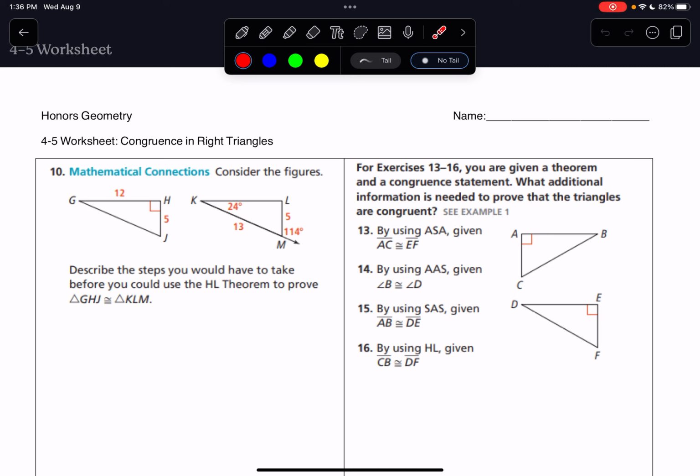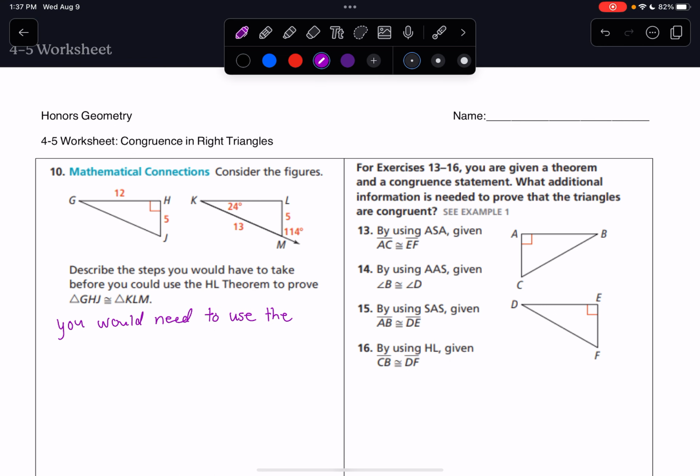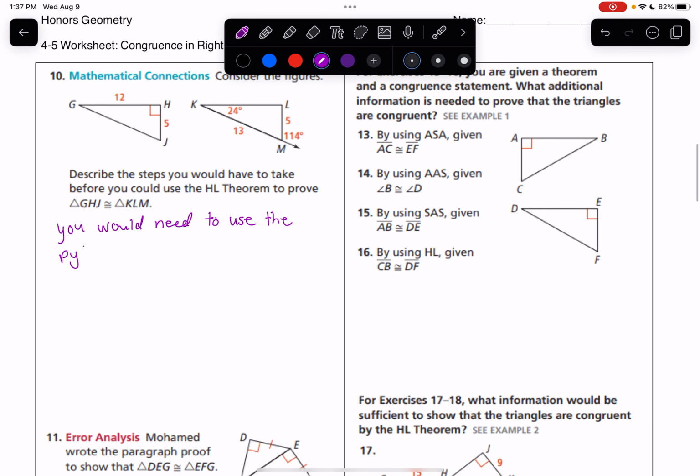Then we would need to know that the hypotenuses were congruent. Well, we only know one hypotenuse, so one thing we would need to know is that this hypotenuse was congruent. We could find that out by doing the Pythagorean theorem. So that's the first step we would have to do, is you would need to use the Pythagorean theorem to show that GJ equals 13.